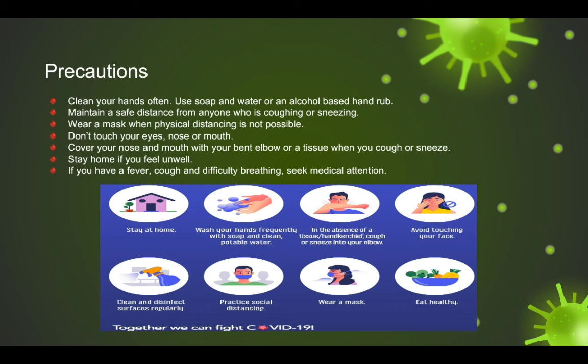Clean your hands often. Use soap and water or an alcohol based hand rub. Maintain a safe distance from anyone who is coughing or sneezing. Wear a mask when physical distancing is not possible. Don't touch your eyes, nose, or mouth. Cover your nose and mouth with your bent elbow or a tissue when you cough or sneeze. Stay home if you feel unwell. If you have a fever, cough, and difficulty breathing, seek medical attention.